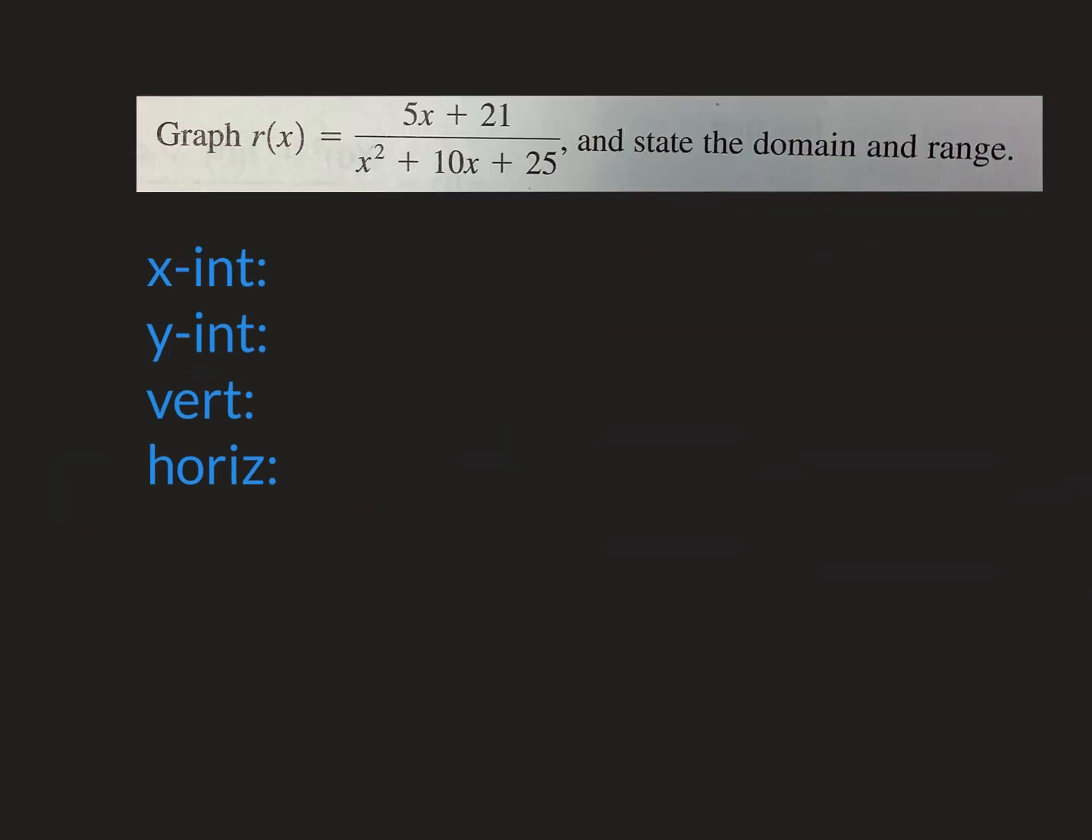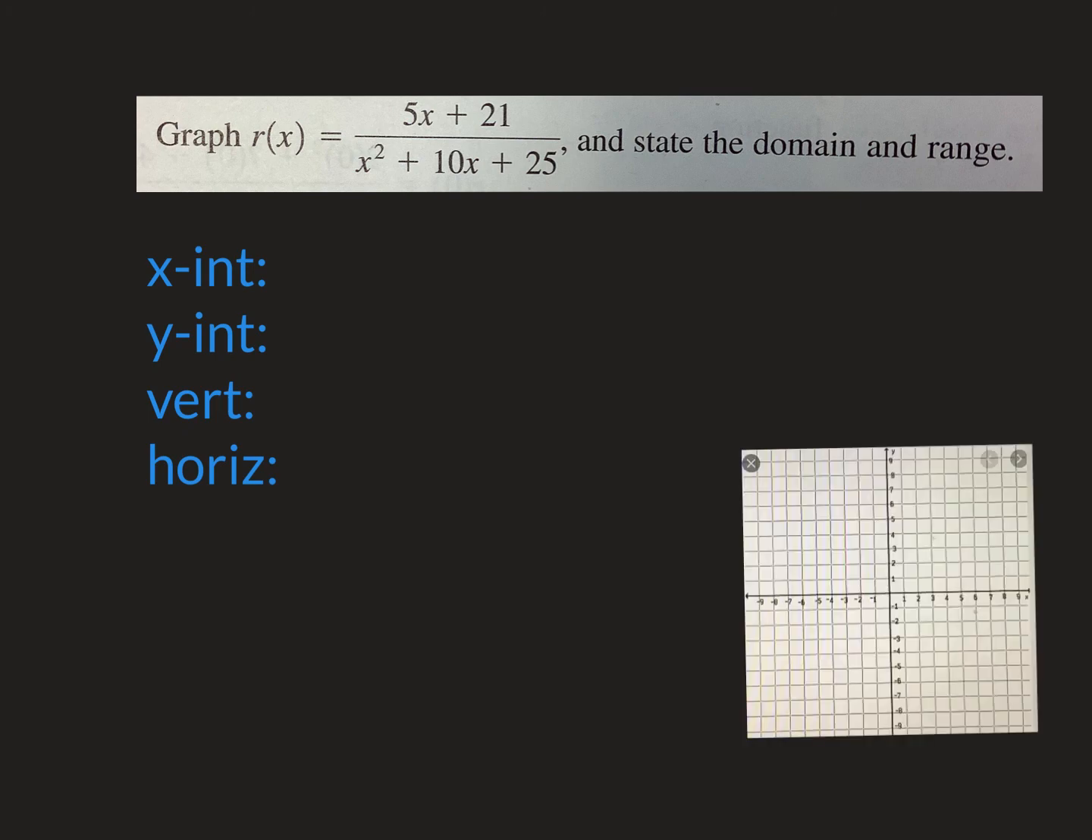All right, let's go one more. This one says graph this one and take the domain and range. Okay, so as usual, we need to factor everything first. The numerator does not factor. It's just 5x plus 21. No big deal there. The denominator would be x plus 5, or just x plus 5 squared. Either way you want to do that.